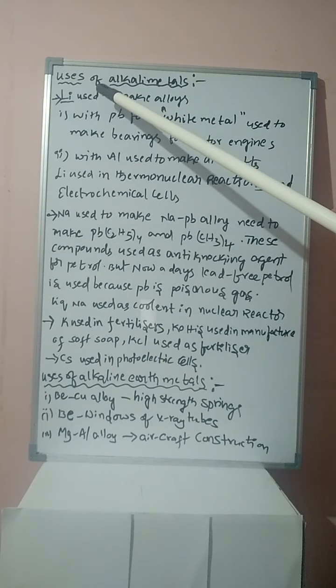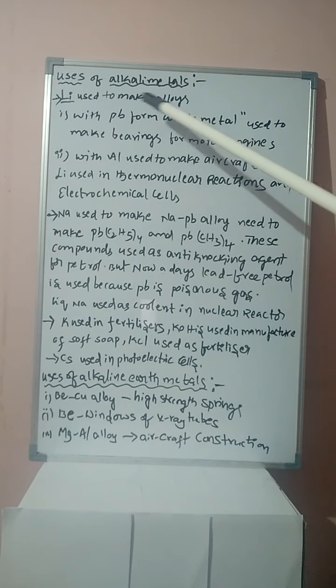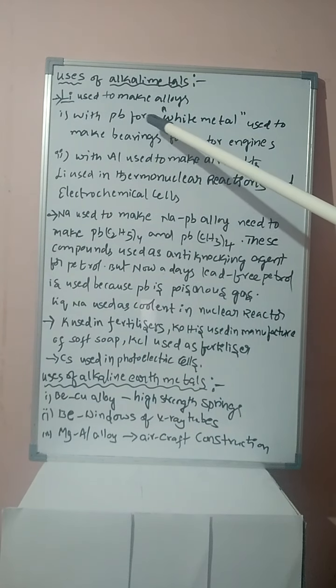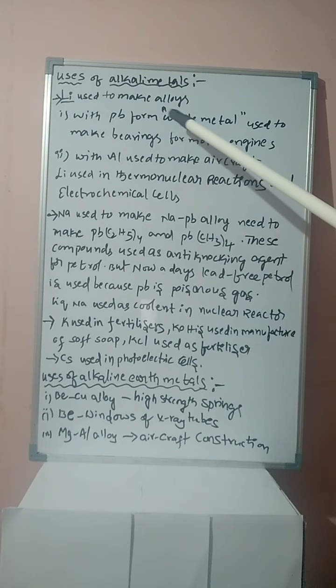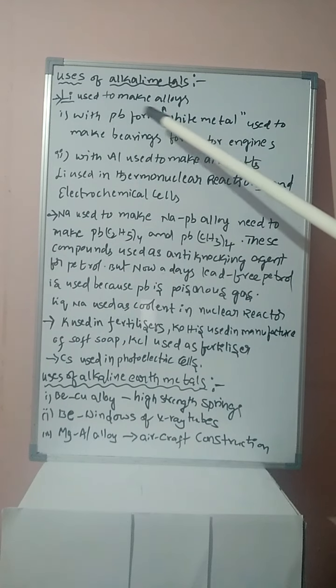Last topic, students: uses of alkali metals. Lithium is used to make alloys. With lead, lithium forms white metal, used to make bearings for motor engines. Motor engines work based on bearings. The bearings are manufactured from white metal. White metal is an alloy of lead and lithium.